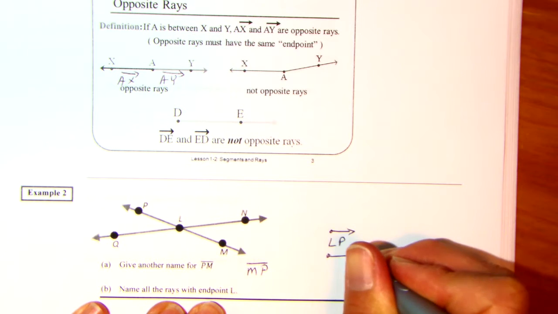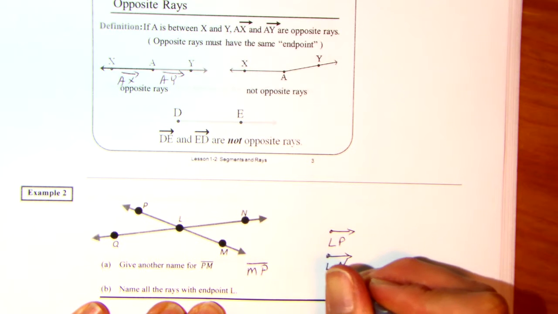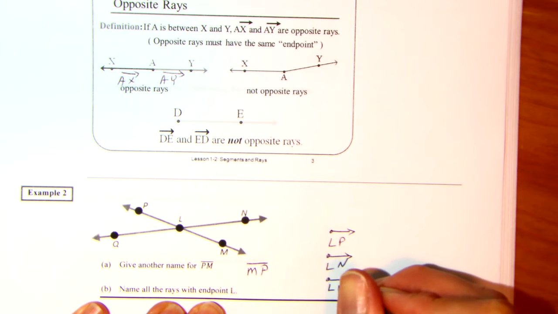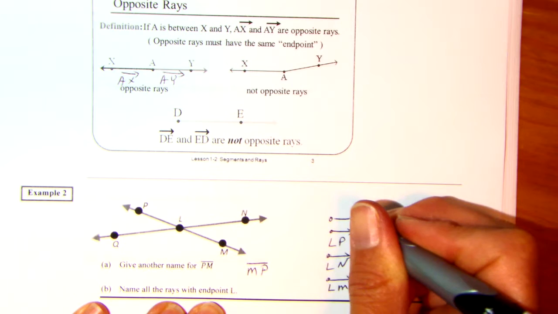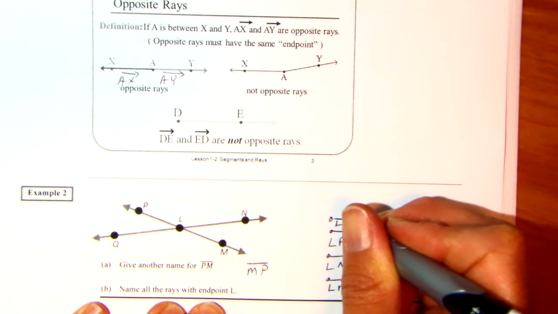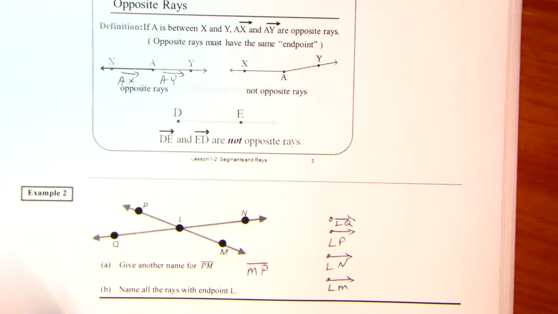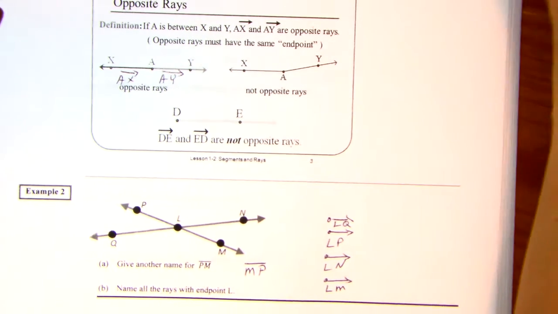LP, LN, LM, and LQ. Wish I would have left a little more space for that. All right, so far so good.